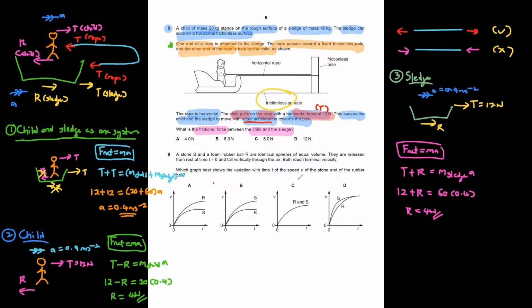Okay, you're getting exactly the same answer as if you were to consider the free body diagram of the child alone. So over here, your answer should be A. It doesn't matter whether you consider the free body diagram of the child or the free body diagram of the sledge, you actually will get back the same answer. You just need to pick one.